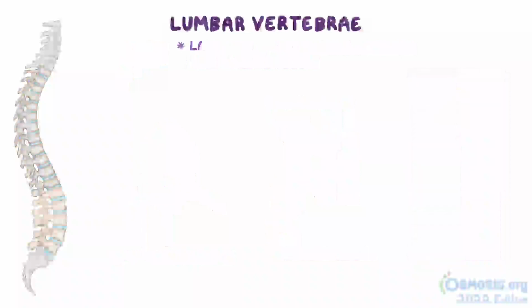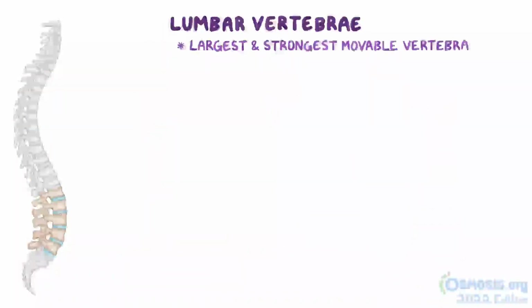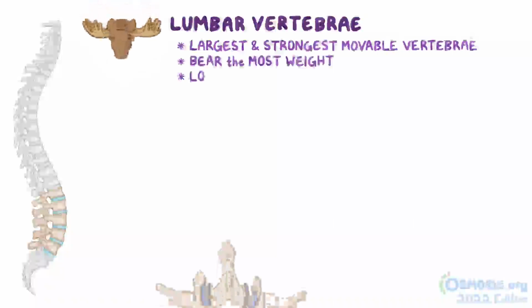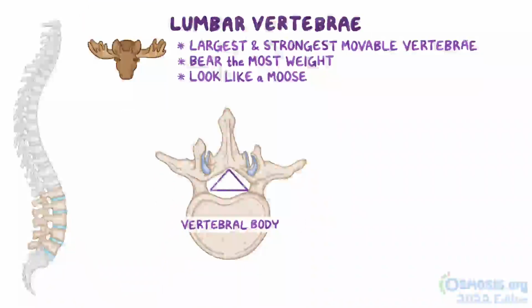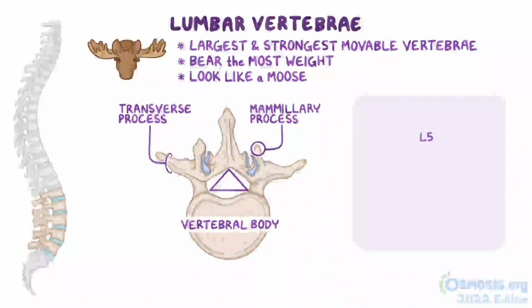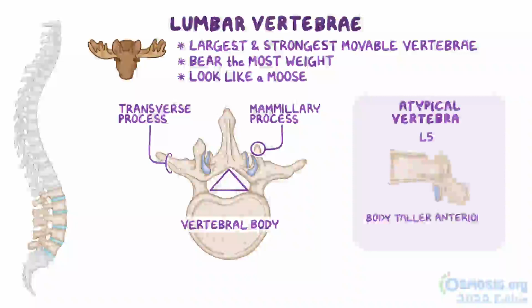Lumbar vertebrae are the largest and strongest movable vertebrae, which is important since they bear the most weight, and remember, they look like a moose. They have distinctly massive vertebral bodies, medium-sized triangular vertebral foramen, slender transverse processes, and mammillary processes characteristic of the region. L5 is the lone atypical lumbar vertebra, with its massive body that is taller anteriorly, accounting for the lumbosacral angle.